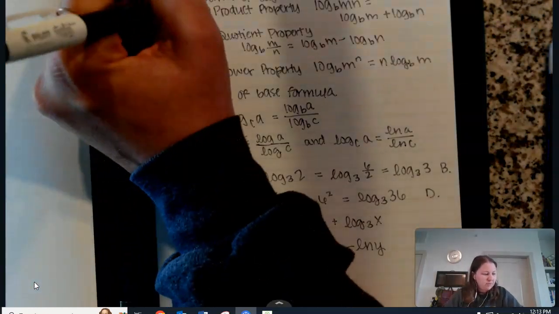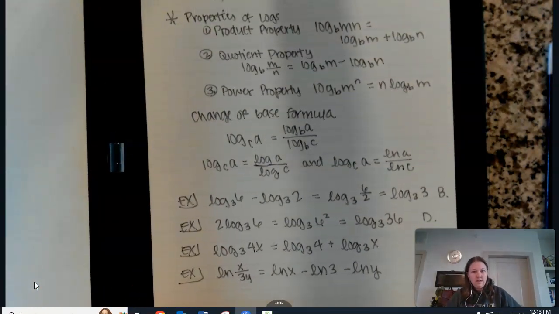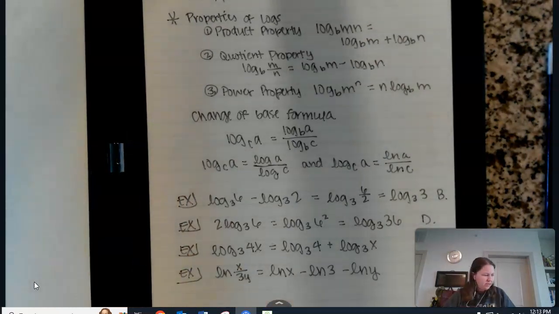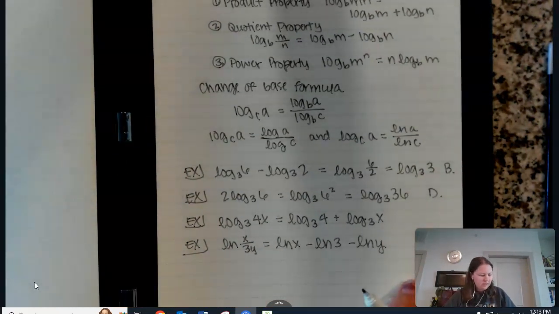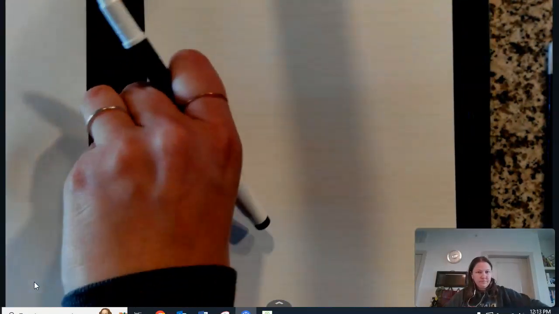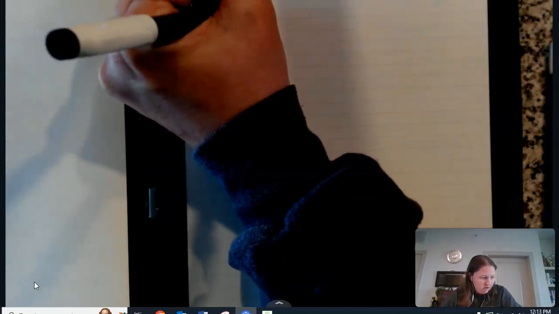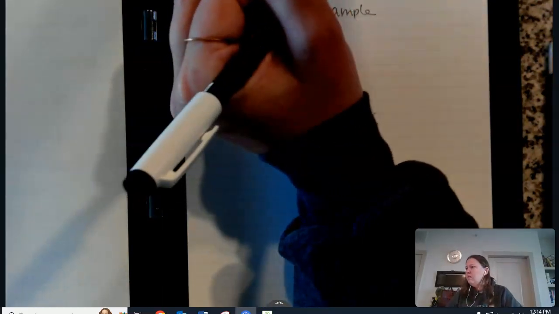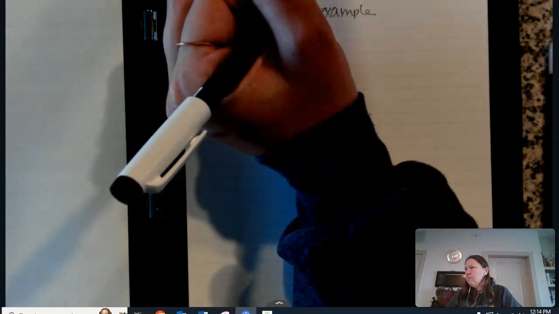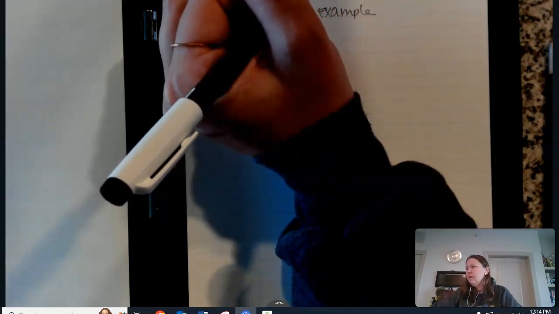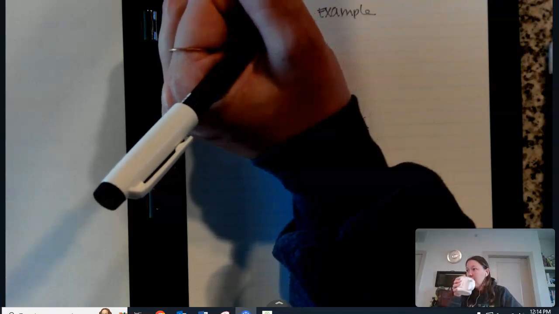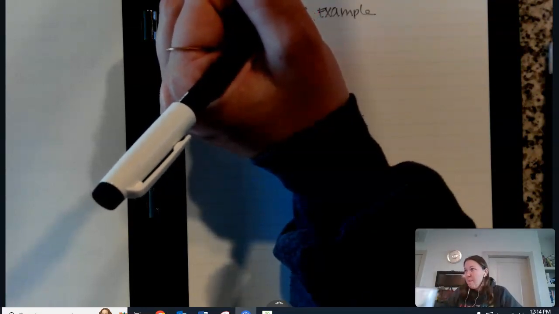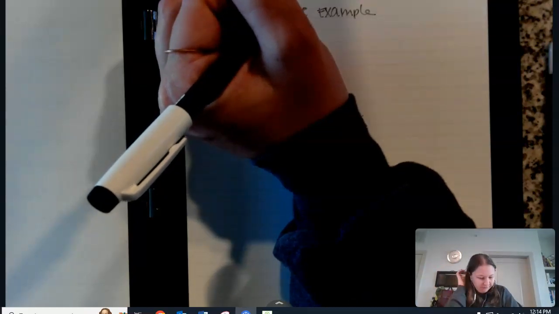So your homework is just this property of logs here. But I'm going to do a change of base example because I think it's important that you know how to change your base. They apparently do not, because they don't have that anywhere in here. So interesting. Okay.